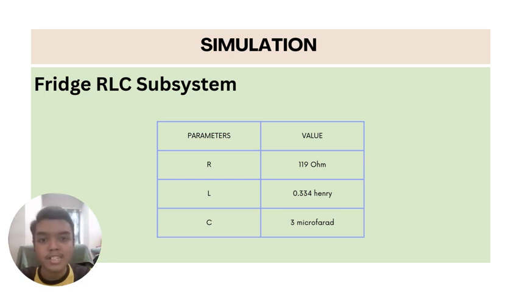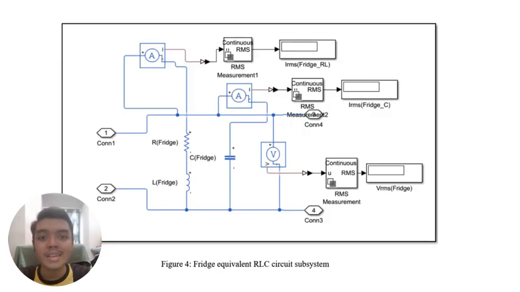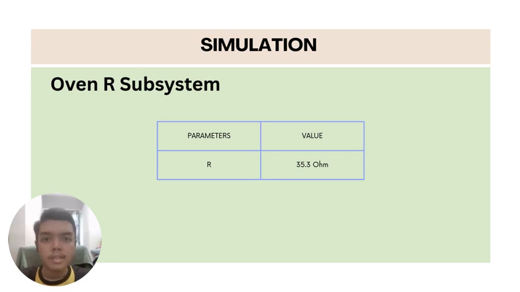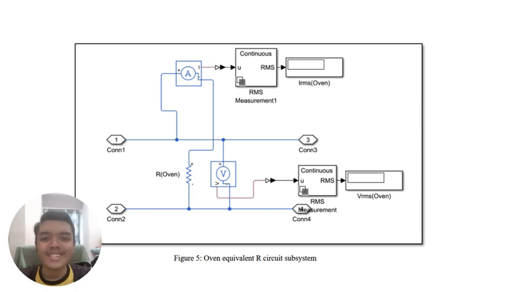The refrigerator is modeled as an RLC circuit since it contains a compressor motor and electronic components. The values used are 119 ohms, 0.334 henry, and 3 microfarads. This shows the Simulink implementation of the refrigerator's RLC equivalent circuit. The oven is modeled as a pure resistive load, since heating elements mainly convert electrical energy into heat. The resistance value used is 35.3 ohms. This slide shows the resistive subsystem of the oven as implemented in Simulink.